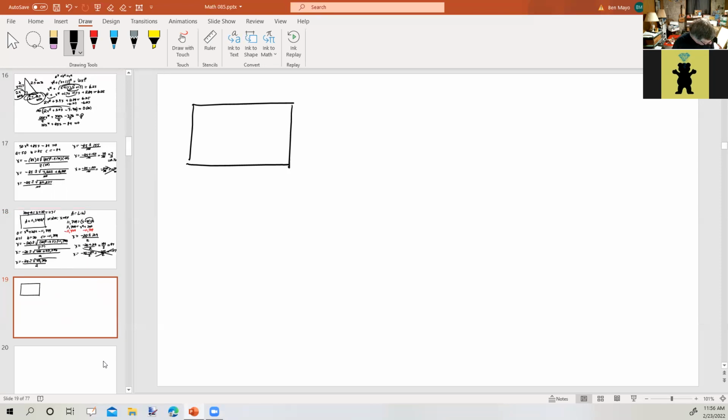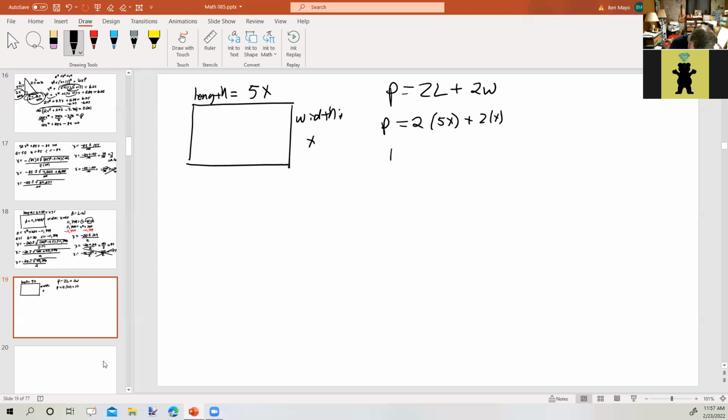Okay. Its length is 5 times its width. So if this is the length and this is the width, if this is x, this would be 5x, okay? The length is 5 times the width. Okay. When measured in miles, the perimeter would be 2 times the length plus 2 times the width. So P is 2 times 5x plus 2 times x, which is 10x plus 2x, which is 12x, okay? So that's one important piece of information.